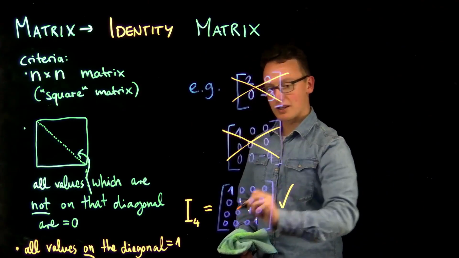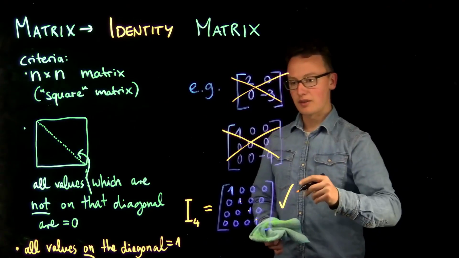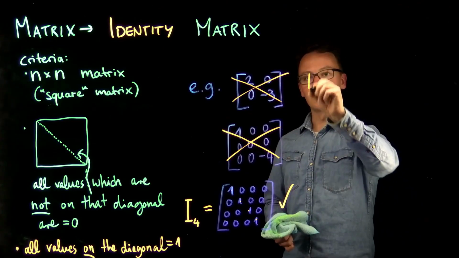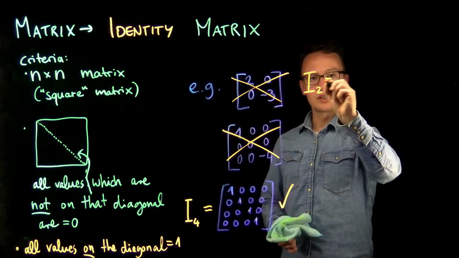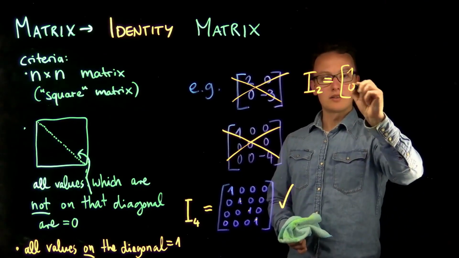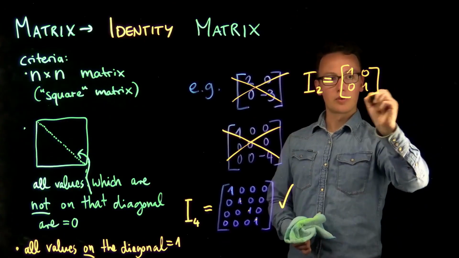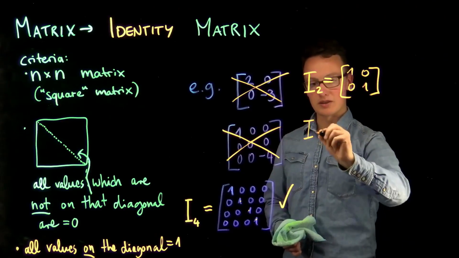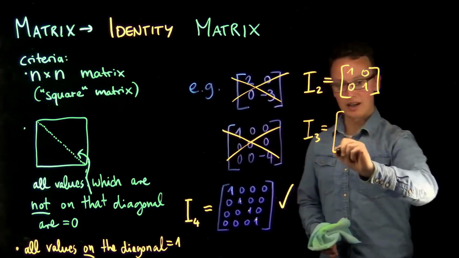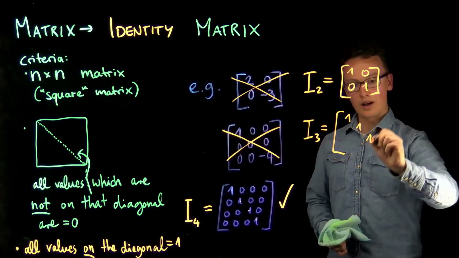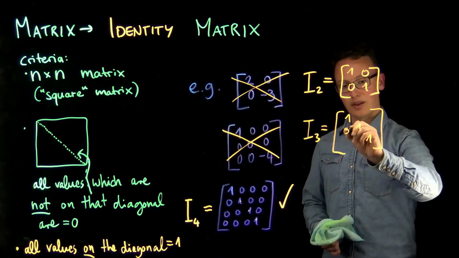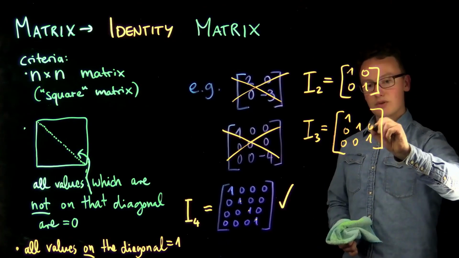Okay, and likewise we could also have the identity matrix for 2 dimensions, which would be 1, 0, 0, 1, or the identity matrix for 3 dimensions, which would be, as you might guess, 1, 1, 1 on the diagonal and everything else being set to 0.